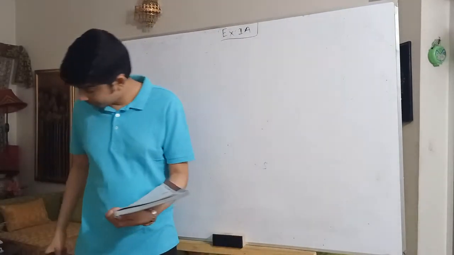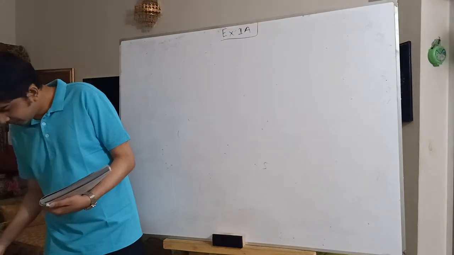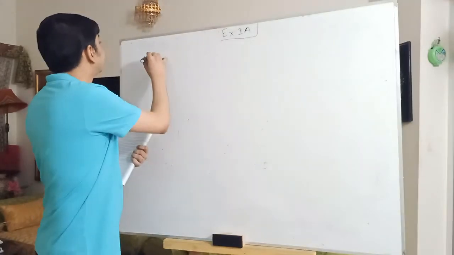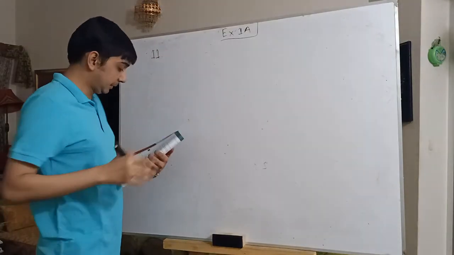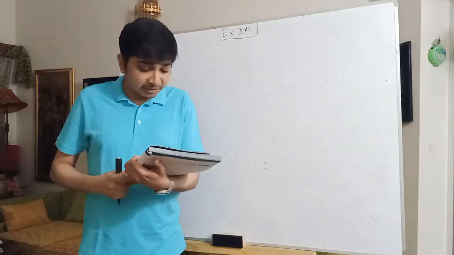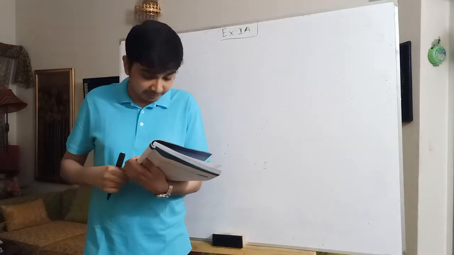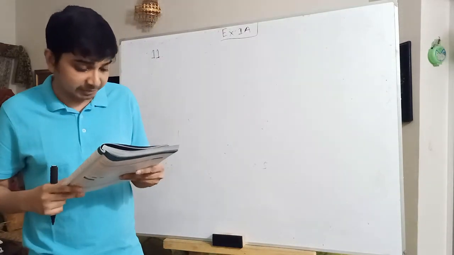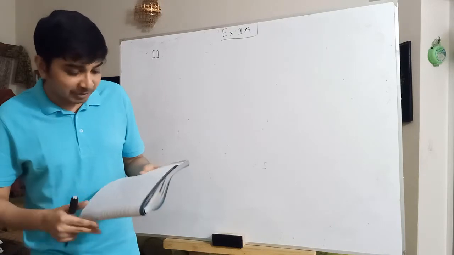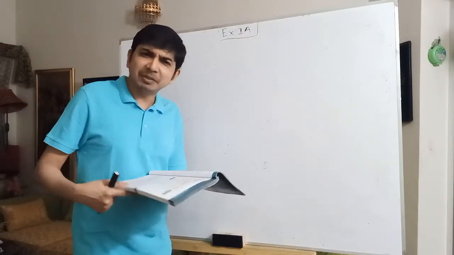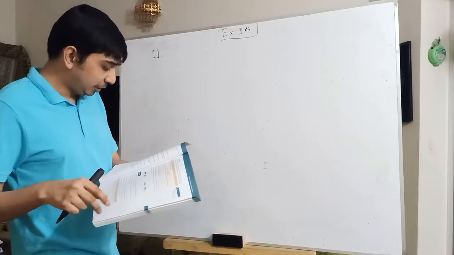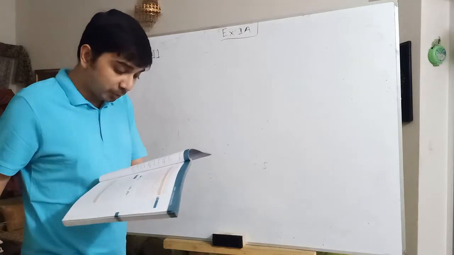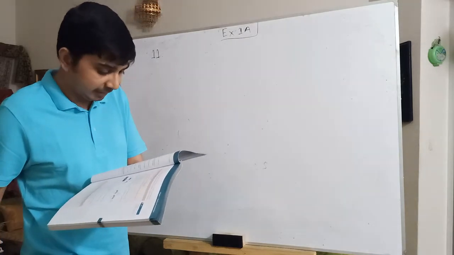Now let's look at question number 11. Two cars are racing over the same distance. They start at the same time, but one finishes 8 seconds before the other. So one car travels faster and one car travels slower. The faster one averages 45 meters per second and the slower one averages 44 meters per second. Find the length of the race.